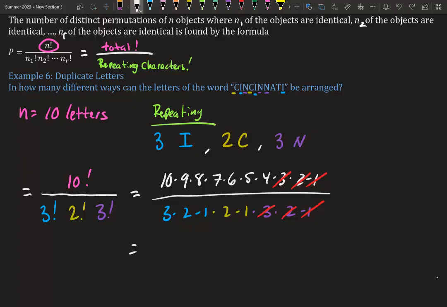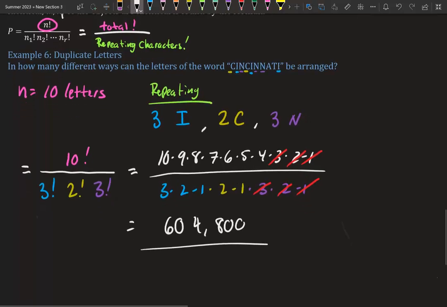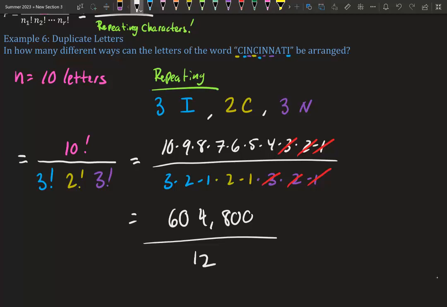All right, so on top we have 10 times 9 times 8 times 7 times 6 times 5 times 4, and when you multiply all that together, you get 604,800. 3 times 2 times 1 times 2 times 1, we get 12. 604,800 divided by 12, we get 5,040. Or sorry, 50,400.